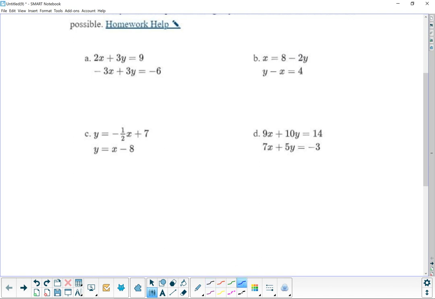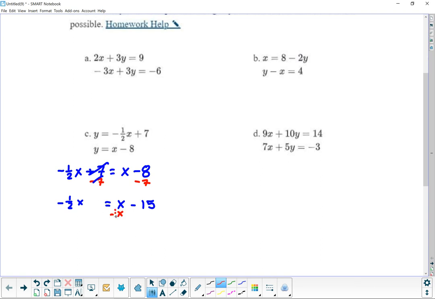Okay, this one right here, letter C, they're both equal to y, so I can actually use the equal values method. Because they're both equal to y, I can now say negative 1/2 x plus 7 equals x minus 8. Okay, I'm going to go ahead and combine. So I'm going to do a minus 7. I get negative 1/2 x equals x minus 15.